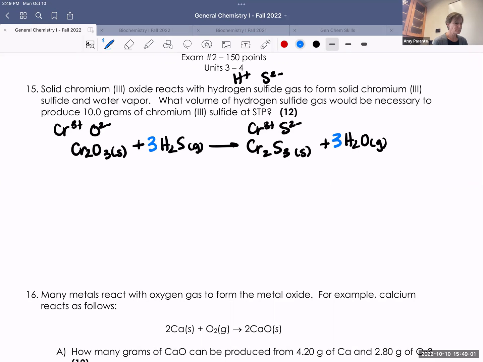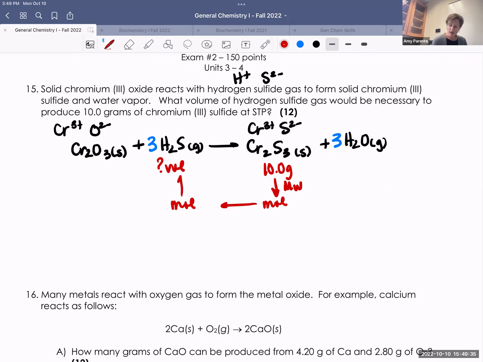Okay. So this problem says, what volume of hydrogen sulfide gas would be necessary to produce 10 grams of chromium 3 sulfide? So I know I'm going to have 10 grams here. And then I want to know what volume of this hydrogen sulfide gas. So if we do a little walk here, molecular weight can get me to moles. Balanced chemical equation can change who I'm talking about.